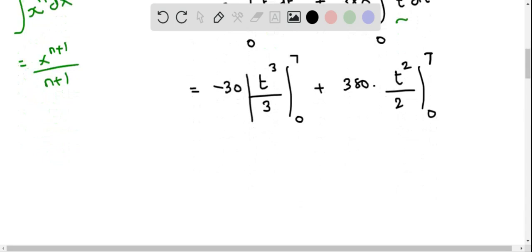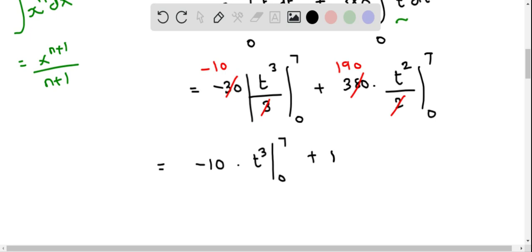Let's simplify before we evaluate. I can cancel the negative 30 with the 3, which gives negative 10. Similarly, I can cancel the 380 with the 2, which gives 190. So we have negative 10 times t cubed from 0 to 7, plus 190 times t squared from 0 to 7.